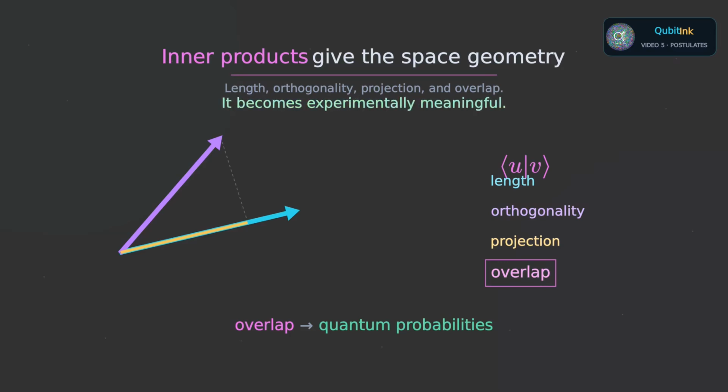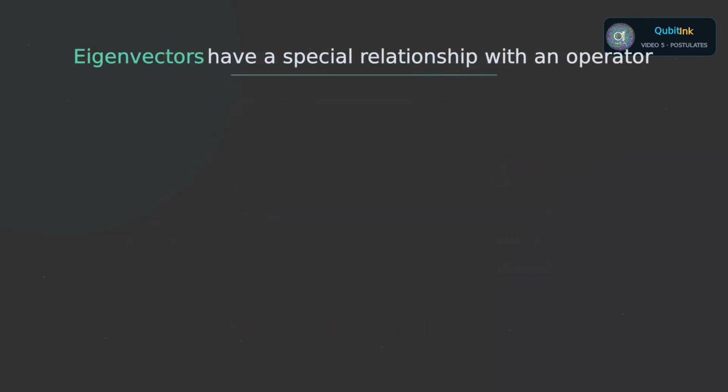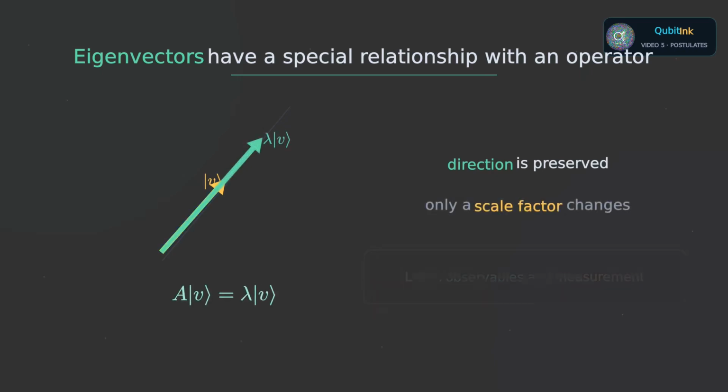Eigenvectors give us another special structure. When an operator acts on one of its eigenvectors, the direction is preserved. Only a scale factor changes. That simple mathematical property will become central when we discuss observables and measurement.